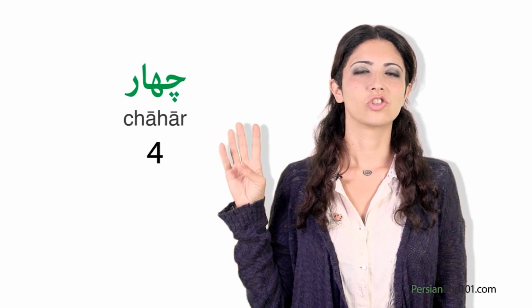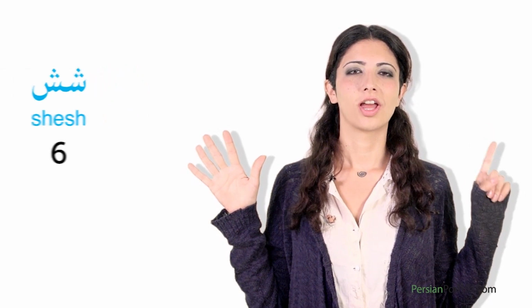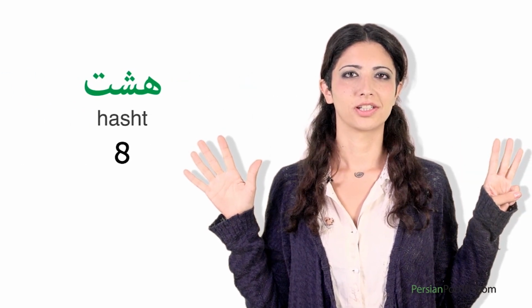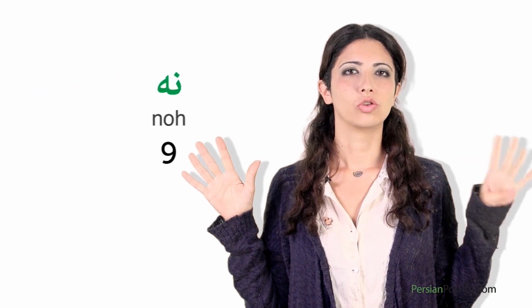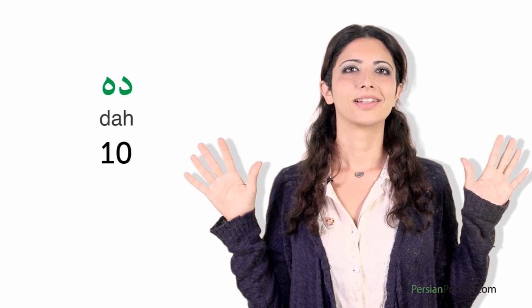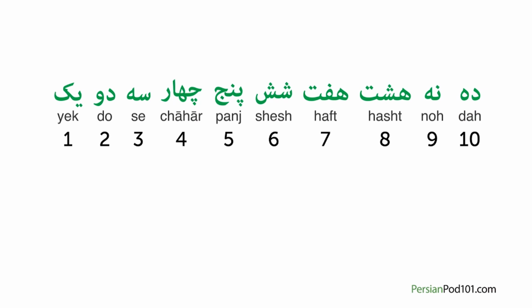سه, سه. چهار, 4, 5, 6, 7, 8, 9, 10. Okay, now repeat after me. I'll say the numbers and give you time to repeat each one.